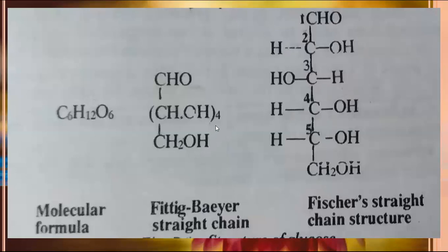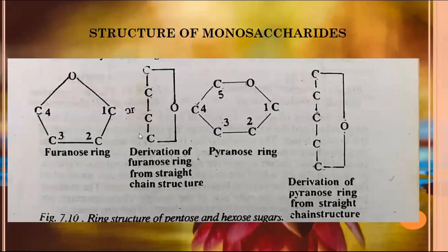The next one is the cyclic structure, the cyclic structure of monosaccharides. See, these are the cyclic structures, and these are the straight chain structures. In the cyclic structure, the atoms are arranged in the form of a ring.